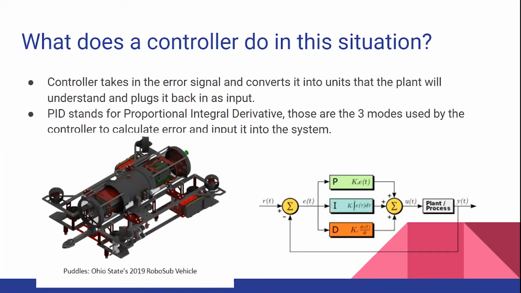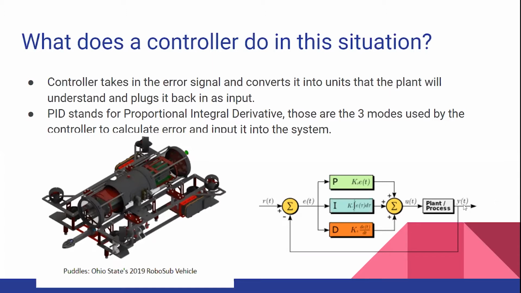So here we have our underwater robotics robot, Puddles, and Puddles has built-in software. It has a PP controller, not a PID controller. We'll get to that, which helps it regulate the position and velocity and get to where it needs to go with minimal error. So today we'll be talking about PID, which is proportional, integral, derivative. Those are the three modes used by the controller to calculate error and input it into the system.